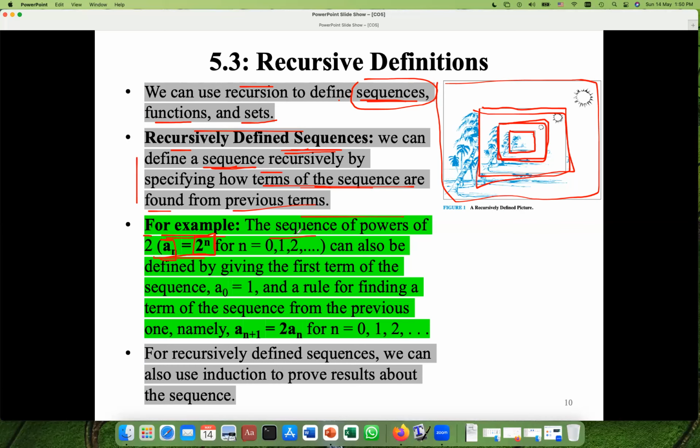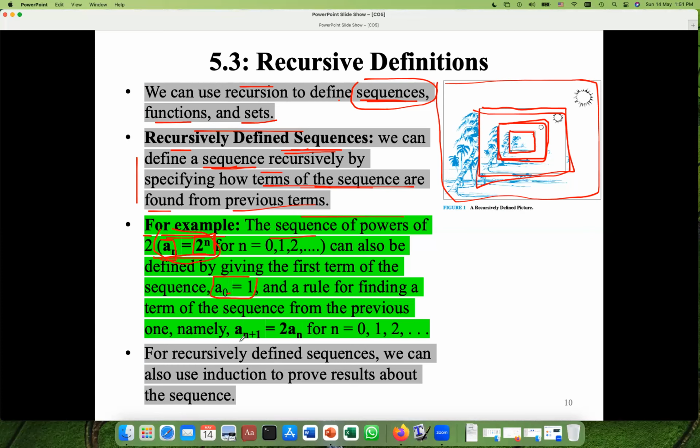So now we are going to say that this sequence, an equal to 2 raised to the power n, we can get this sequence if we have the first term. The first term is given to you now: A0 is equal to 1, where n is 0. Now the first term is given to you, and then you can build your recursive formula to get this whole sequence.